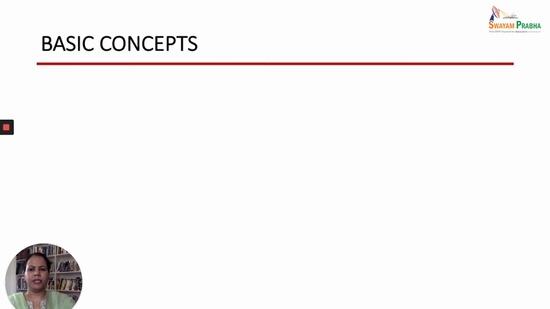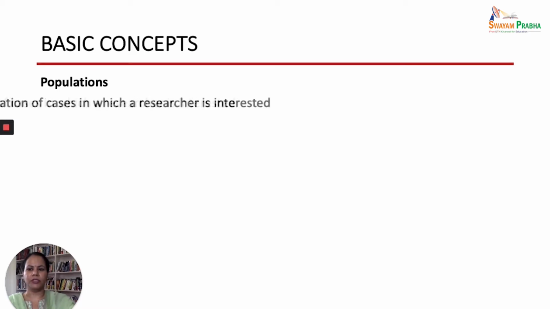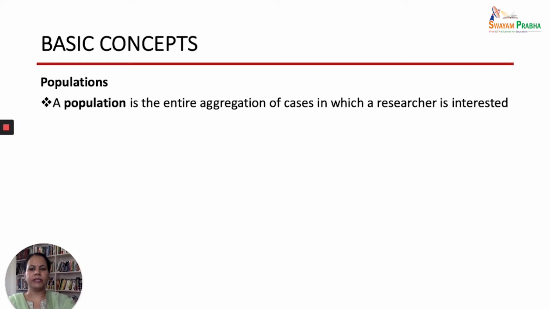Before going into the sampling techniques, we should be knowing about the basic concepts which are used particularly when we are thinking of which sampling technique has to be used. The first and foremost concept which you should be clear is the population. So what is the population? A population is the entire aggregation of cases in which a researcher is interested. So depending upon your research topic, the whole population, the aggregate of the subjects or cases will be your population.